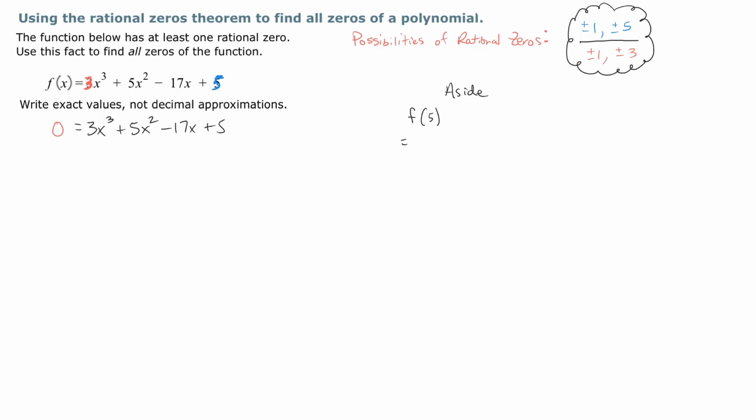Let's evaluate f of 5. So 3 times 5 to the third plus 5 squared minus 17 times 5. I don't think this is going to work. I think -5 is going to work.